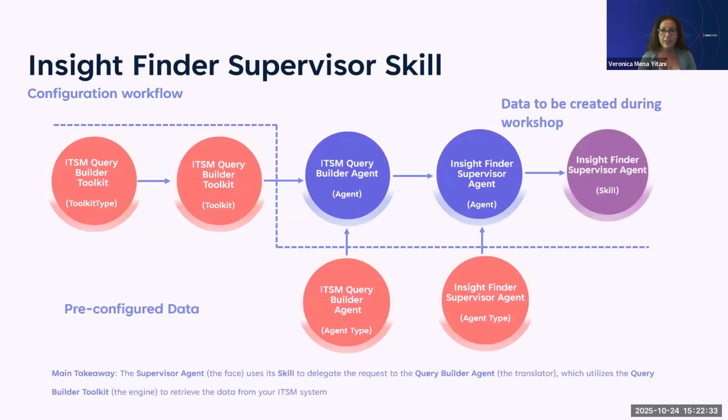To help you better understand the Insight Finder configuration process, I would like to outline the deployment workflow. To configure Insight Finder, BMC Helix follows a bottom-up approach. We start with the foundational components that handle the data access before we define the final conversational experience. This design ensures that when the agent receives a request, the necessary tools are already in place to deliver a seamless answer. It is important to note that the components marked in red are pre-configured out of the box.